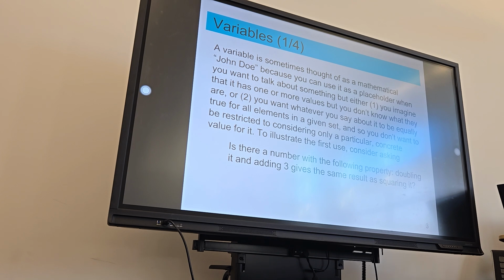A variable is thought of as a placeholder, a generic thing, a cup, a box, that either has one or more values that you don't know what they are, or you want whatever you say to be equally true for all elements in a given set. Okay, so that's formally what a variable is.